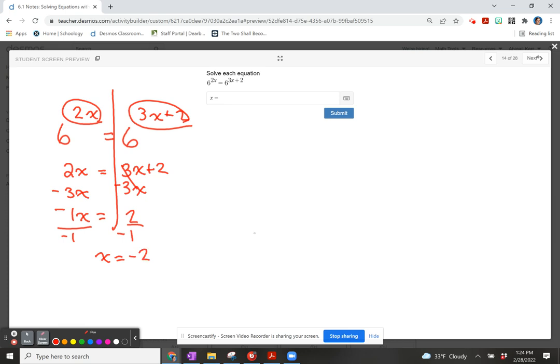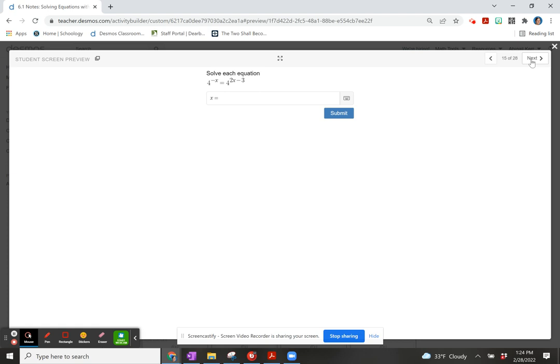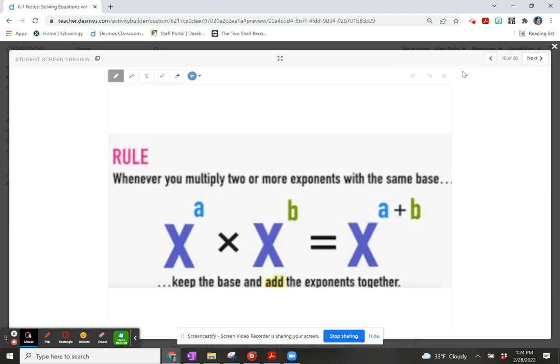So once again, if I plug that negative 2 back into the equation, I'm going to get a true statement. I'm going to get 6 raised to the negative 4, and then I'm going to get 6 raised to the negative 4. So I know that I did this correct, and x really does equal negative 2. You can try slide 15 on your own.